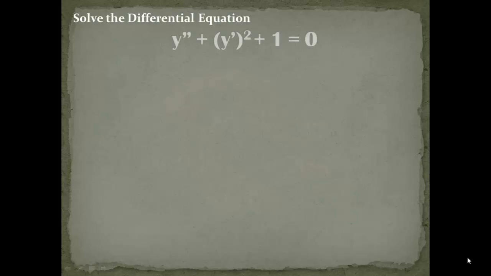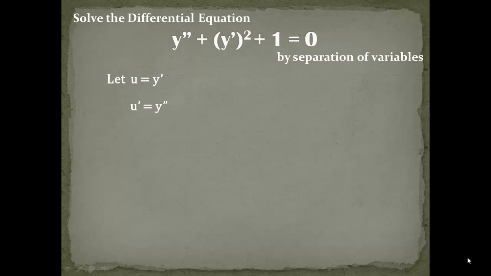Our first problem is we need to solve the differential equation y double prime plus y prime squared plus 1 is equal to 0 by separation of variables. We let u is equal to y prime and u prime is equal to y double prime. Now, we substitute u is equal to y prime to the original equation, and that's why we have u prime plus u squared plus 1 is equal to 0.